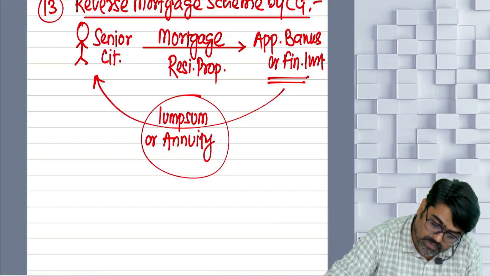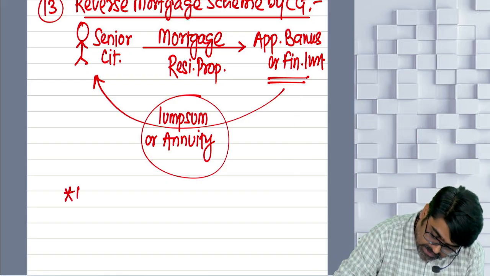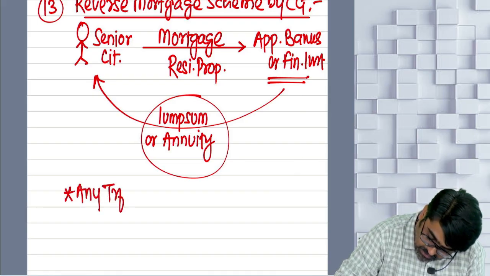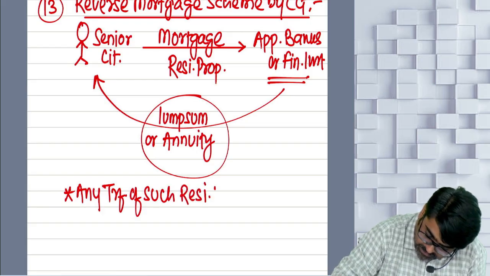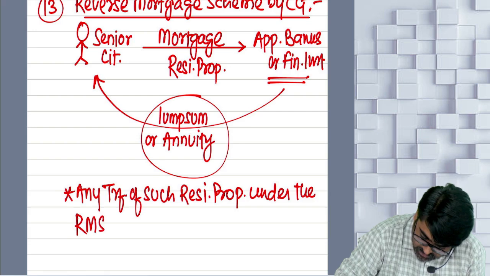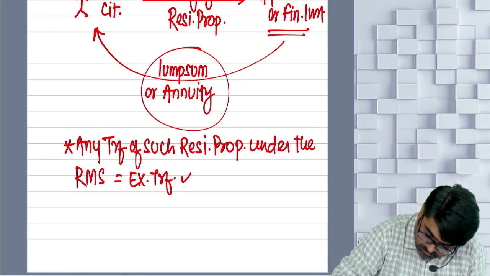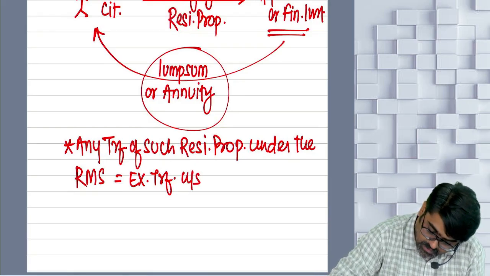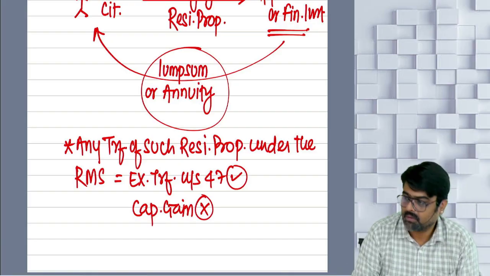So transfer is exempt. So what did I say? Any transfer of such residential property under the RMS, meaning reverse mortgage scheme, will be an exempt transfer under section 47. Will there be any capital gain calculated and taxable? The answer is no. Okay.